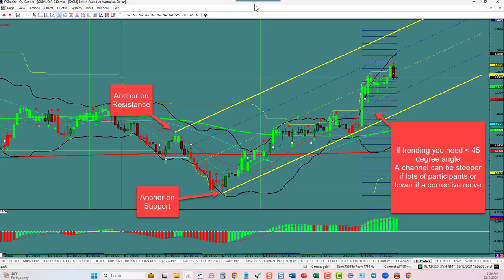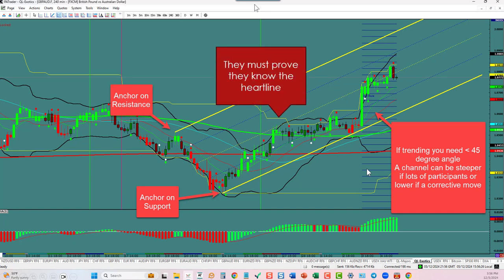Here's a channel, all right? So you can see I have it anchored on resistance, anchored on support, all right? And if we're trending, we need a less than 45-degree angle. Now, a channel could be considerably steeper, or it could be considerably less. If it's less, then it's most likely a corrective move, right? They must prove the heart line, as you can see right there, all right? They must show you that they know exactly where it is.